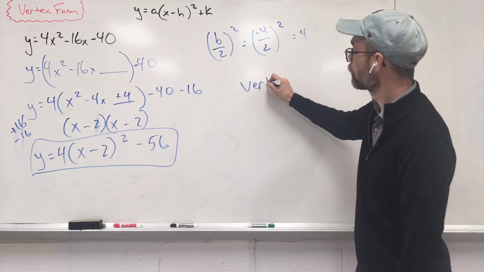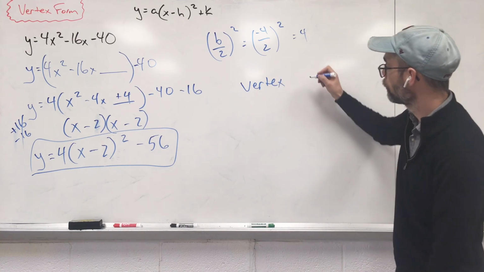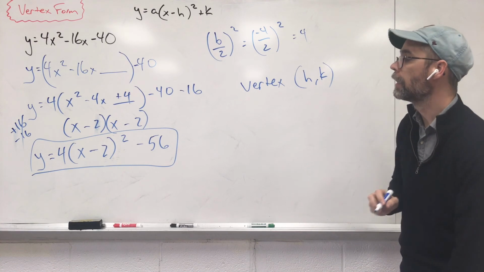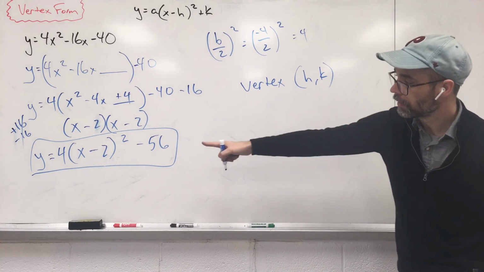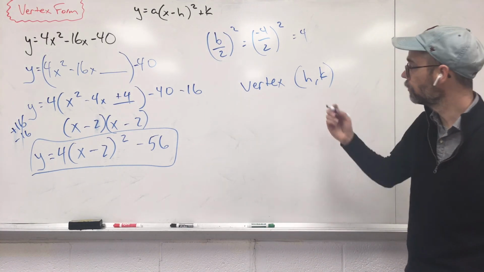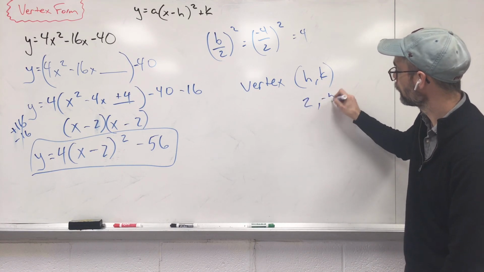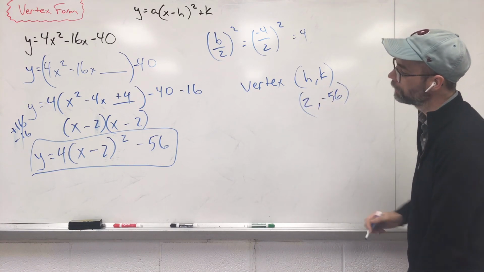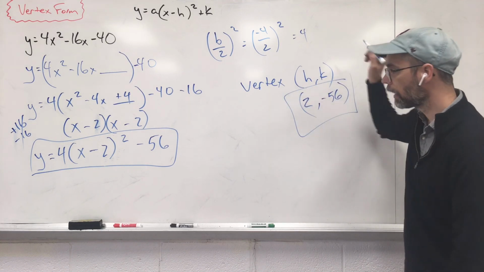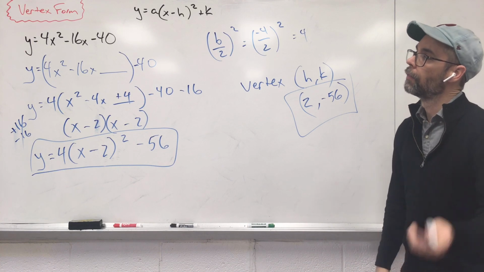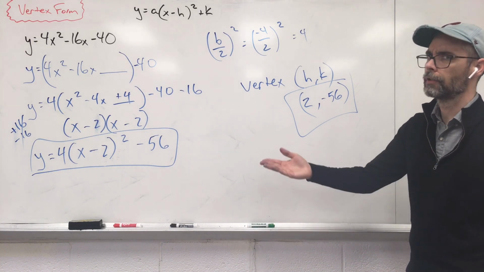So our vertex is found by h comma k. In this case, for h, we're going to say the opposite of what we see down there. We see negative 2, which I said was actually going to be positive 2. My k value is negative 56. Leave that the way it is. Here is your vertex. There's your vertex form. Get on graphing. That's vertex form.